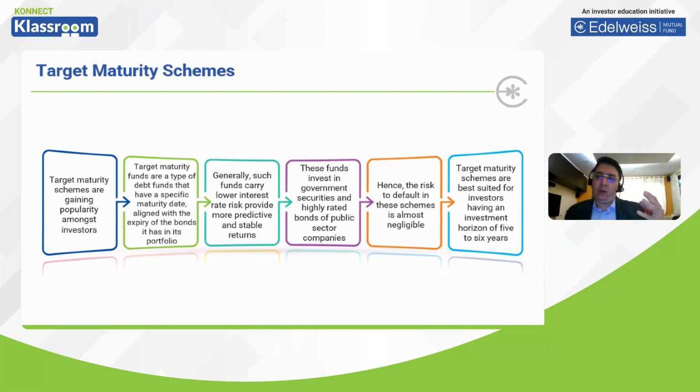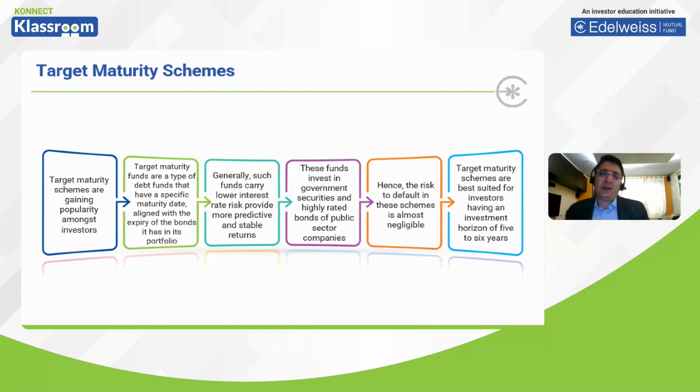Second, if you look at the way these schemes are structured, target maturity schemes buy these G-Secs and PSU bonds and generally hold them up to maturity. So they don't trade. And because they're holding them up to maturity, your gains are aligned with the maturity dates of the bonds. More so because of that, it's very predictable what my gain is going to be and approximately where my maturity amount is going to be.